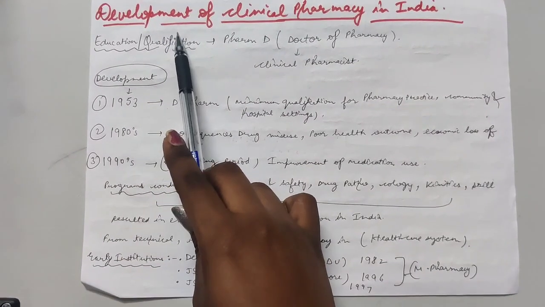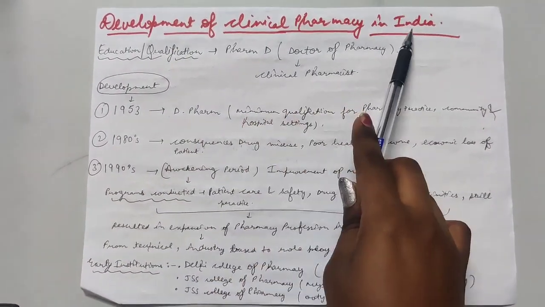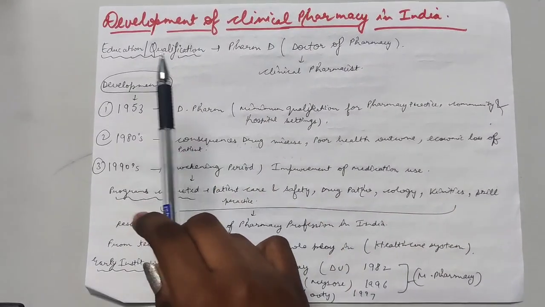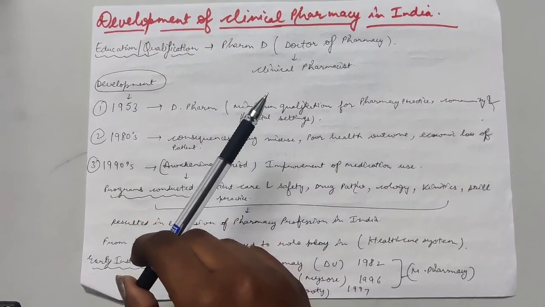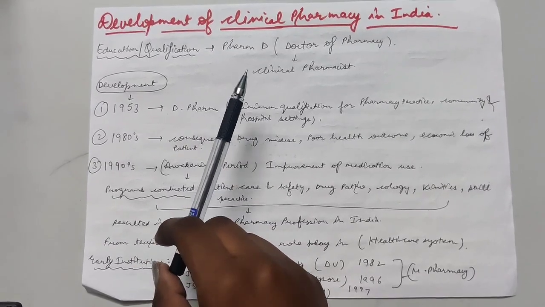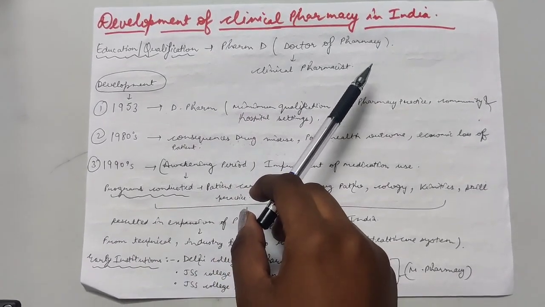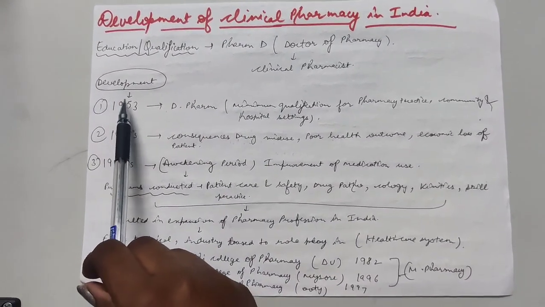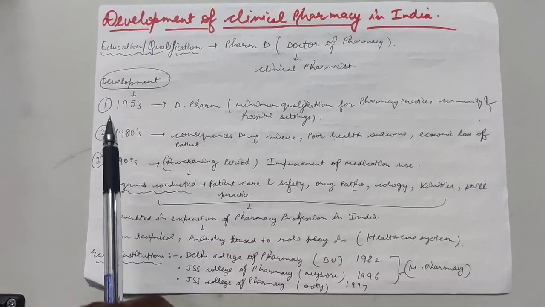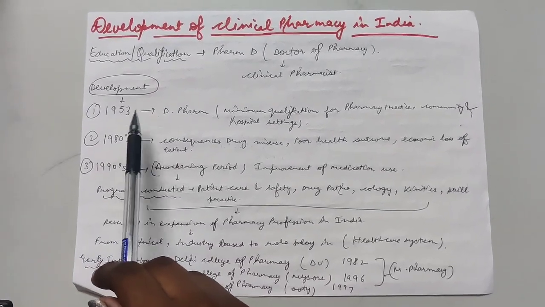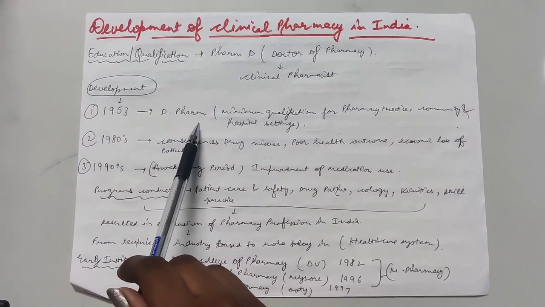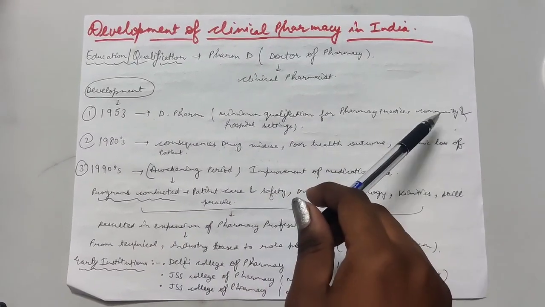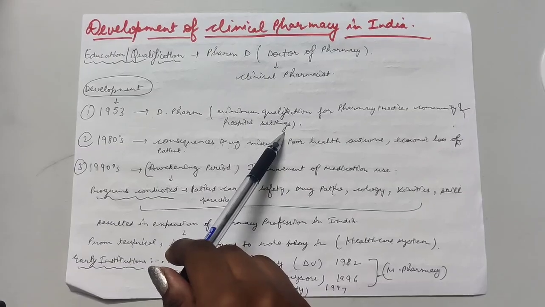Next topic is development of clinical pharmacy in India. That is how clinical pharmacy developed in India. The educational qualification for the post of clinical pharmacist is PharmD, that is Doctor of Pharmacy, and M.Pharm in Pharmacy Practice. Development of clinical pharmacy. In 1953, D.Pharm, that is Diploma in Pharmacy, was the minimum qualification for pharmacy practice in community and hospital settings.